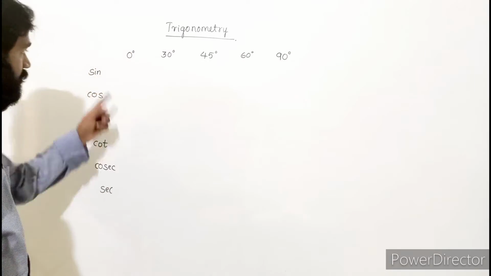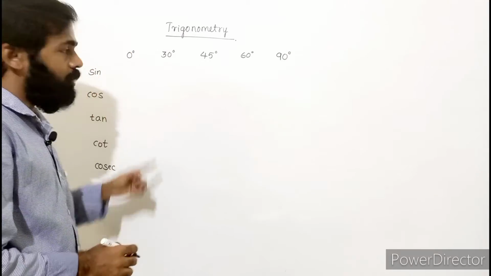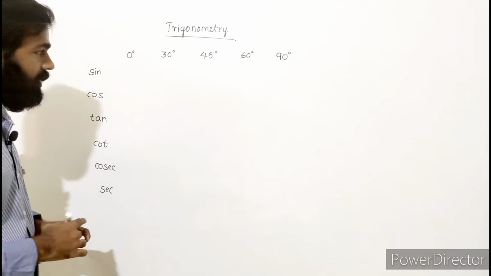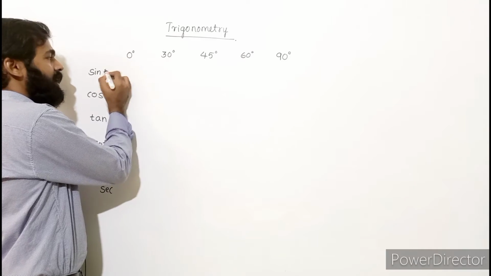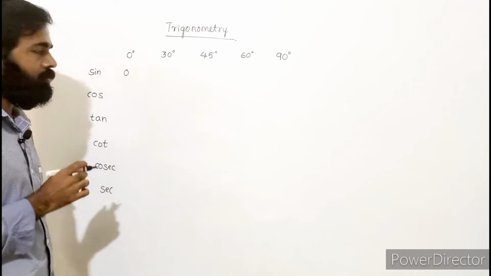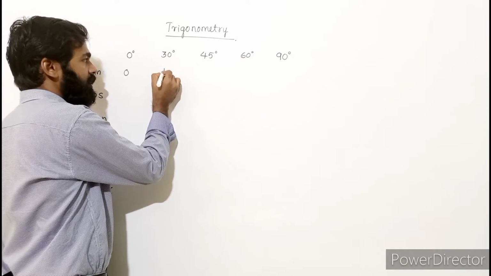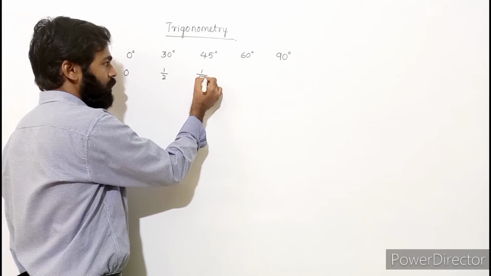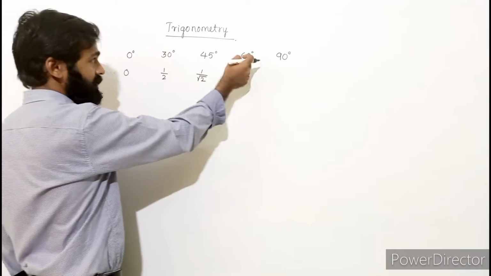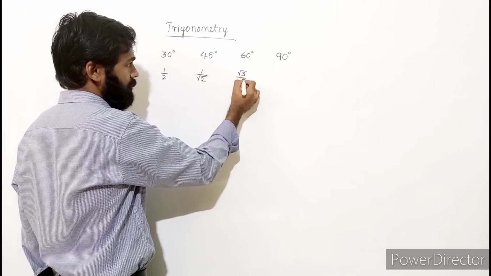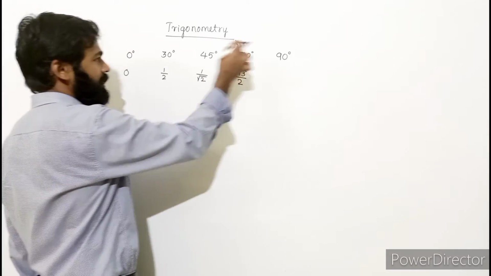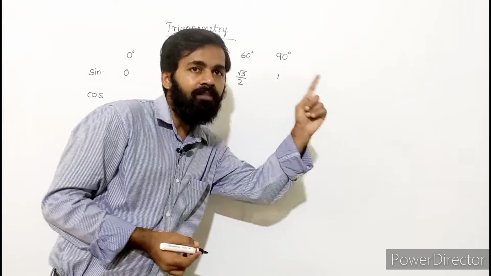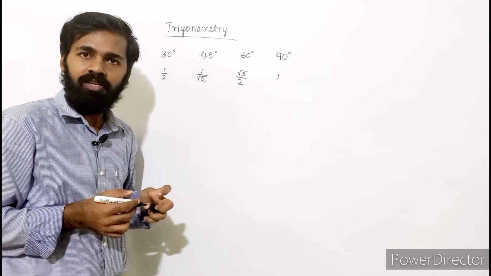Now I will write the values of sine for all these standard angles, and then cos, tan, cot, cosec, sec. See here, sine 0 degree is 0. Sine 30 degree is 1 by 2. Sine 45 degree is 1 by root 2. Sine 60 degree is root 3 by 2. Sine 90 degree is nothing but 1. So these are the sine values.